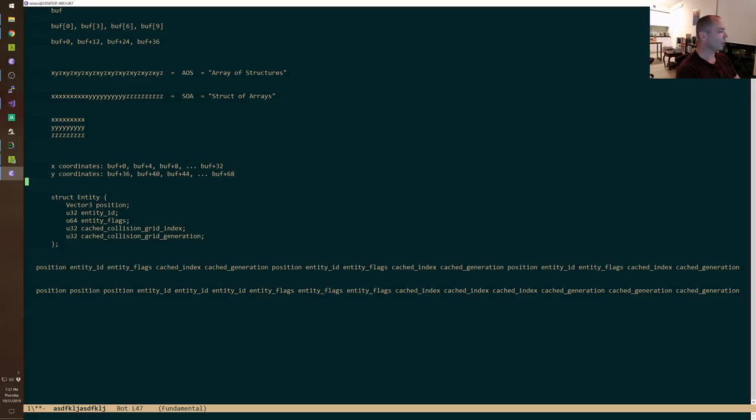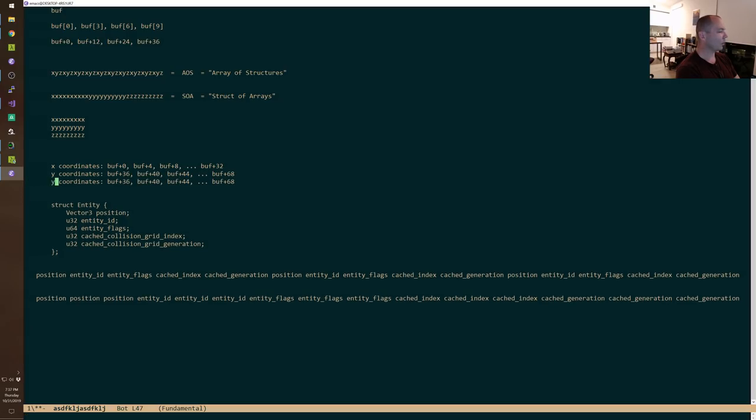68? Yeah. And then the z coordinates, let me pad this out. Z coordinates start at buff plus 68 and so forth, right? Okay. Well, these numbers could be annoying, right? But not only are they annoying, they depend on the number of items in this array, okay?